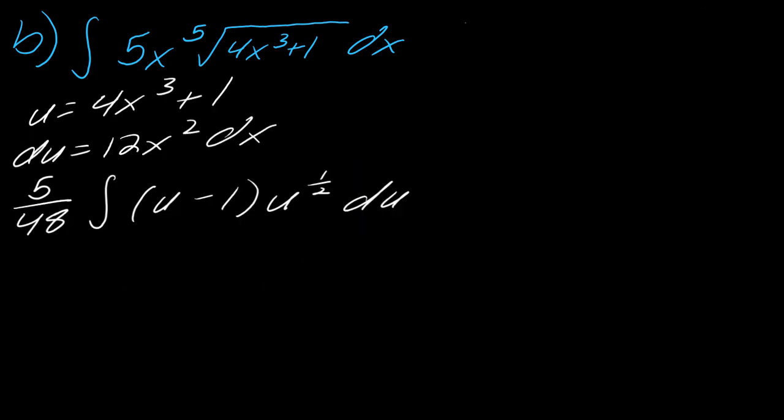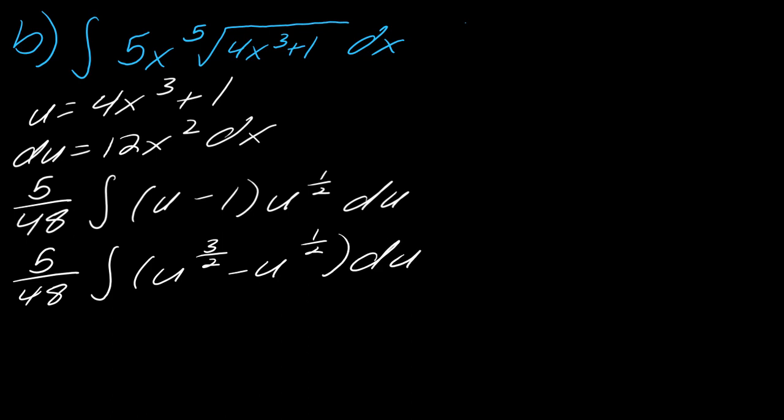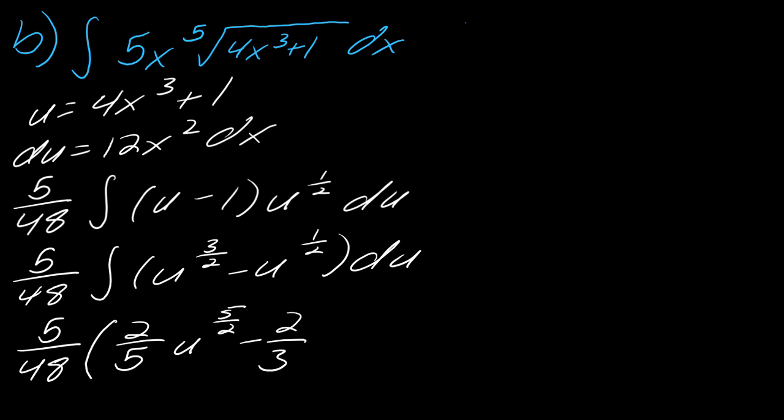So now I just have my u and my du for reference. Now we can distribute. This is 5 over 48, so I just brought that out. This is now going to be u to the 3/2 minus u to the 1/2 du. And now finally we can integrate here, right? It actually turns out to be a nice simple-ish integration. I won't call it totally simple. So this will be 5 over 48 times 2/5 u to the 5/2 minus 2/3 u to the 3/2, all of that plus c.